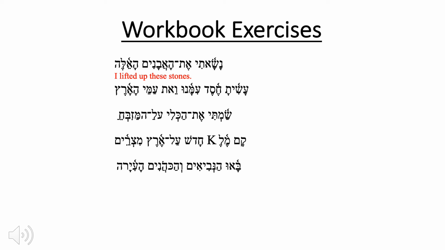The verb at the beginning of this verse is nasati, again with the accent on that second to last syllable, because the tav plus the hiriq yod, marking the 1cs subject, is not strong enough, ending in a vowel, to draw the accent to itself. The accent remains in the prior syllable, nasati. We then have the direct object marker, et, followed by a definite noun, ha'abanim, and then a definite demonstrative adjective, ha'ela, these. So we have these stones. I lifted these stones. Go ahead then and take a stab at number 2, number 7 in your workbook.